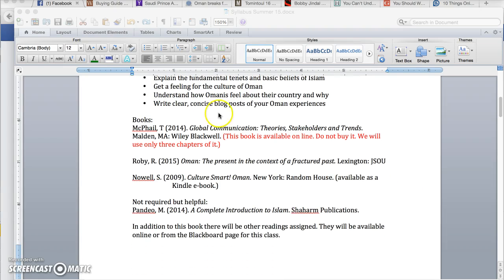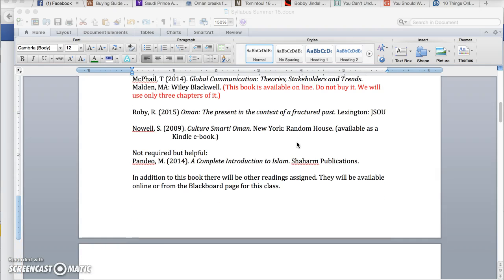Here are the books. As I say, the McPhail one is available online. It's under the course materials. I'll show that all to you in a moment.